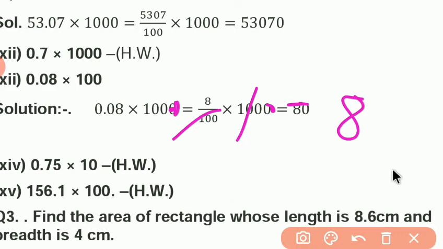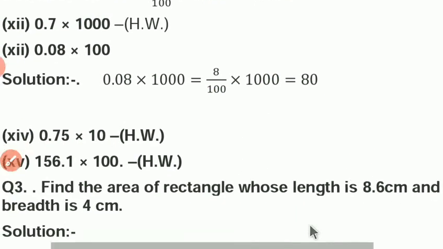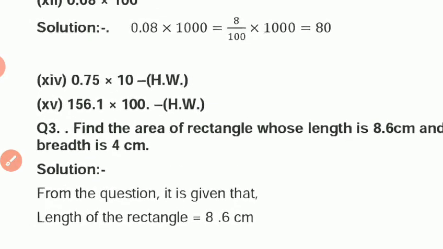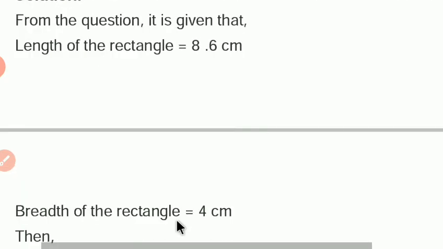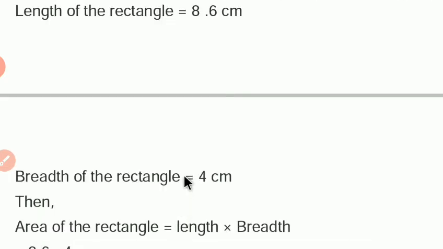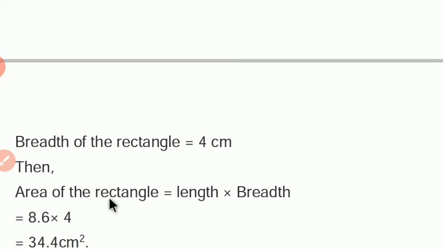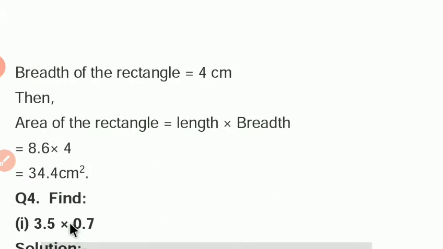Now let's see the next question, question number 3. Find the area of a rectangle whose length is 8.6 cm and breadth is 4 cm. So from the question, what is given? Length of the rectangle is 8.6 and breadth is 4. We know the formula of the area of a rectangle: length into breadth. So 8.6 into 4.